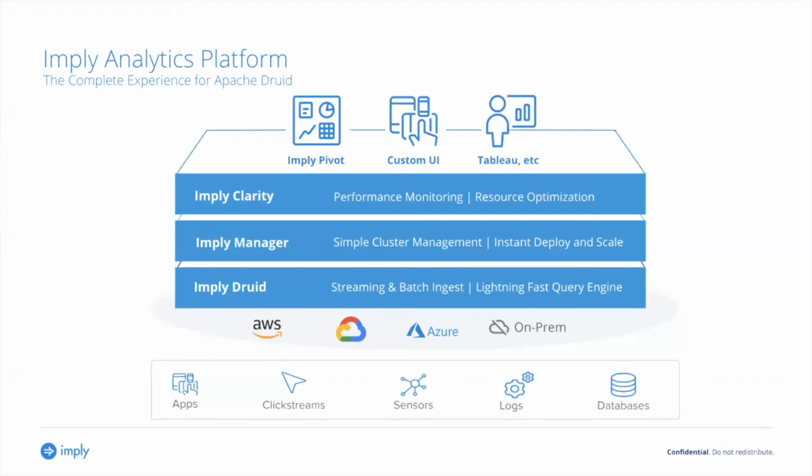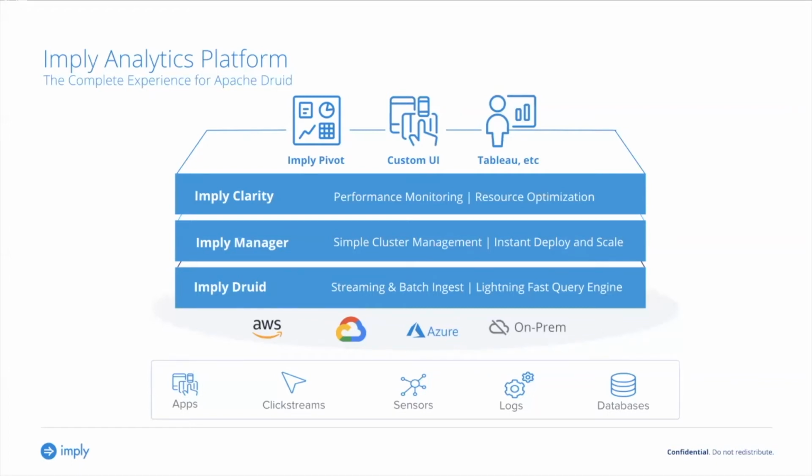Now, from a top level, this is the Imply Analytics platform. It combines Imply Druid, which is the engine, the workhorse, and it can run on either AWS, Google Cloud, Azure, or even on-prem. It can handle both streaming and batch ingest, and it's the fastest query engine out there. You need Imply Manager, which comes as part of the solution, which helps you do simple cluster management. It handles instant deployment and scalability.